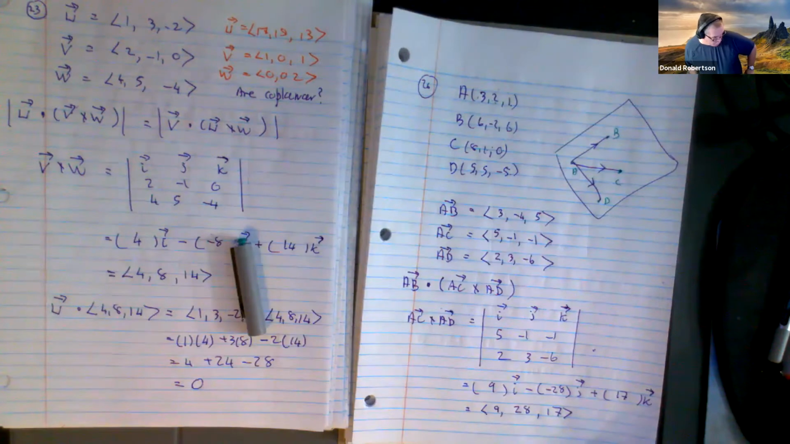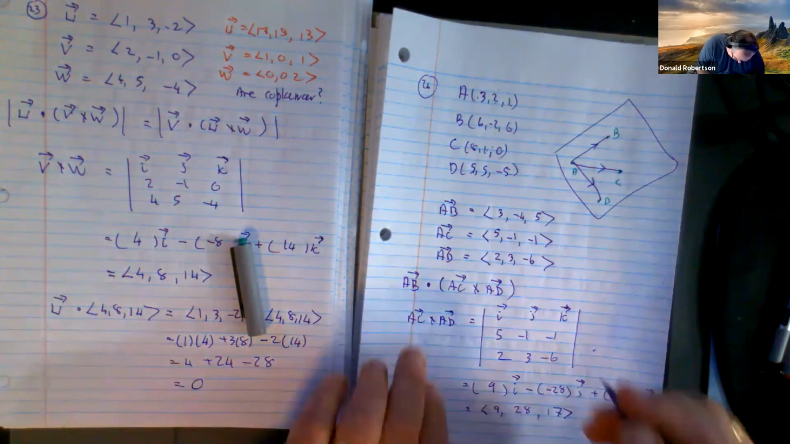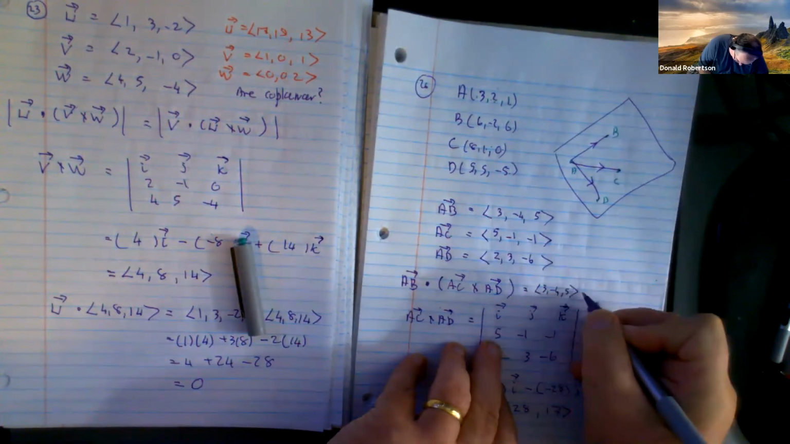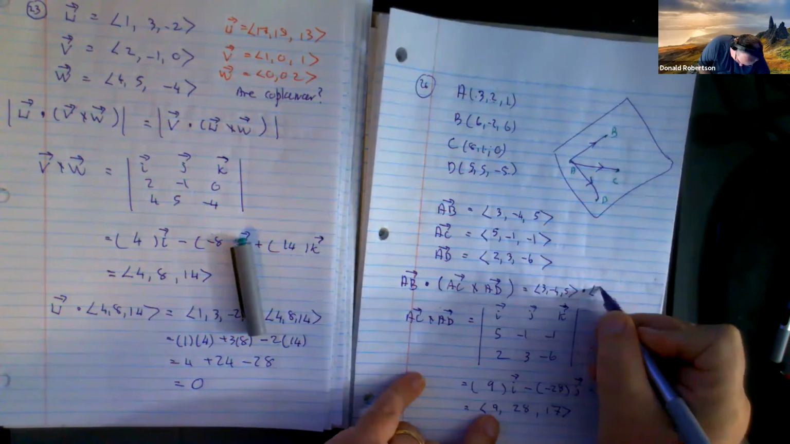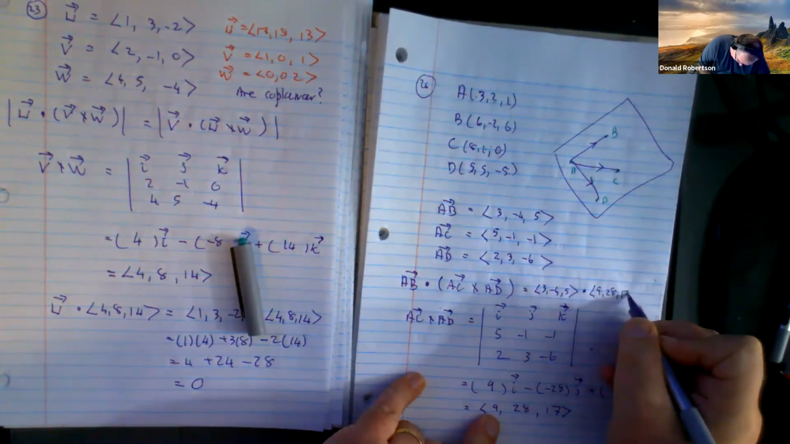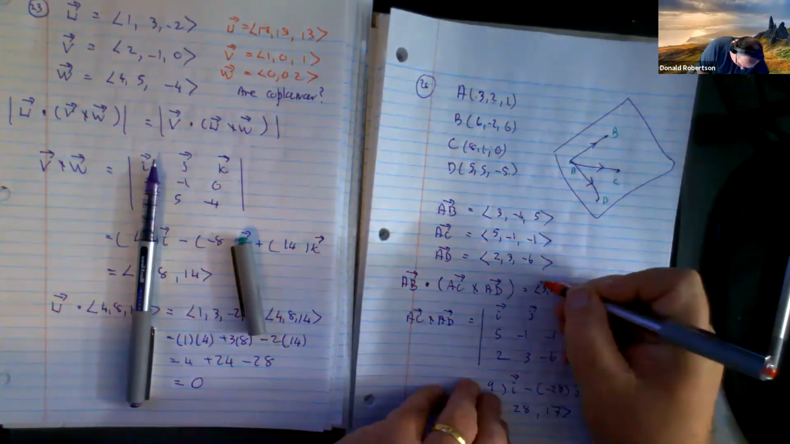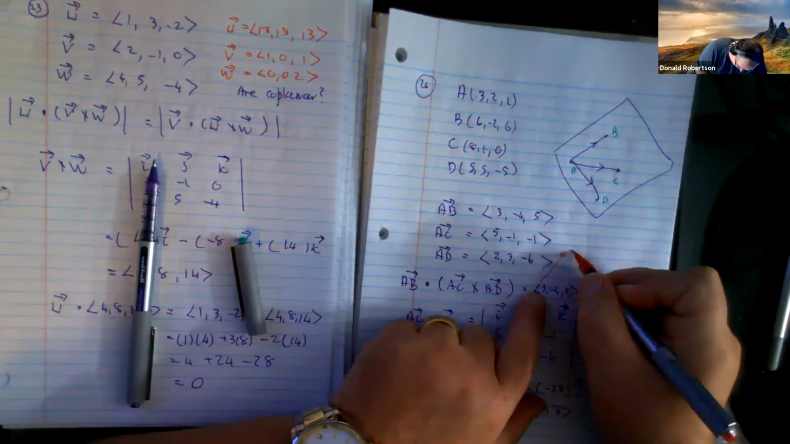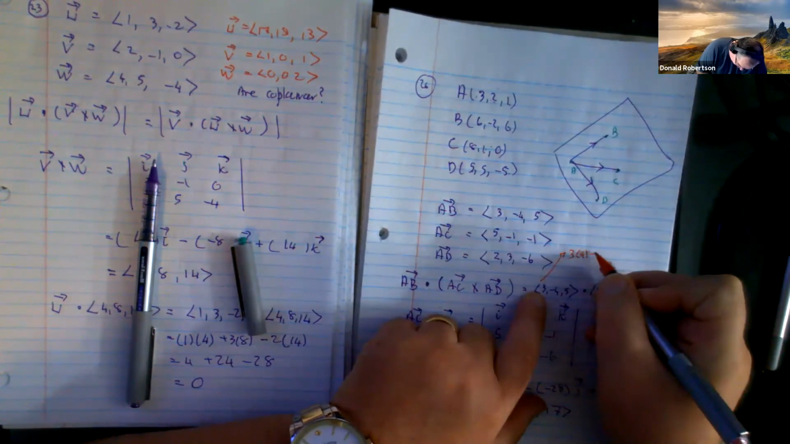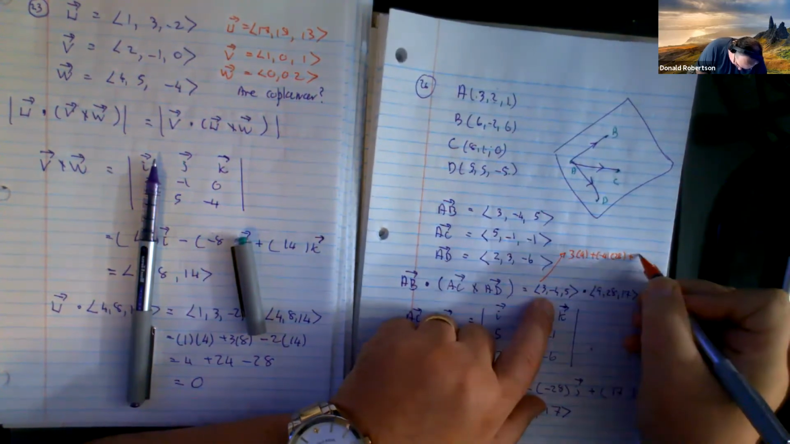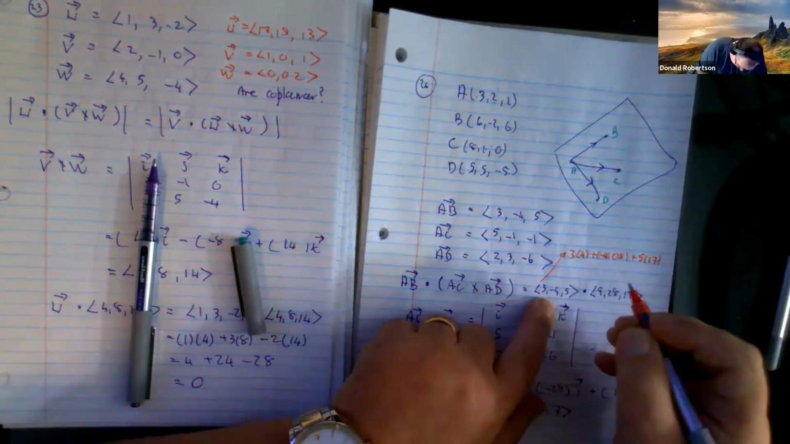Now, if this doesn't work, it's just because I can't count, right? The process is correct. So AB is 3, -4, 5. Dot product with this guy, 9, 28, and 17. And I didn't give myself enough room, so I'm going to do the working up here. 3 times 9 plus -4 times 28 plus 5 times 17. Okay.